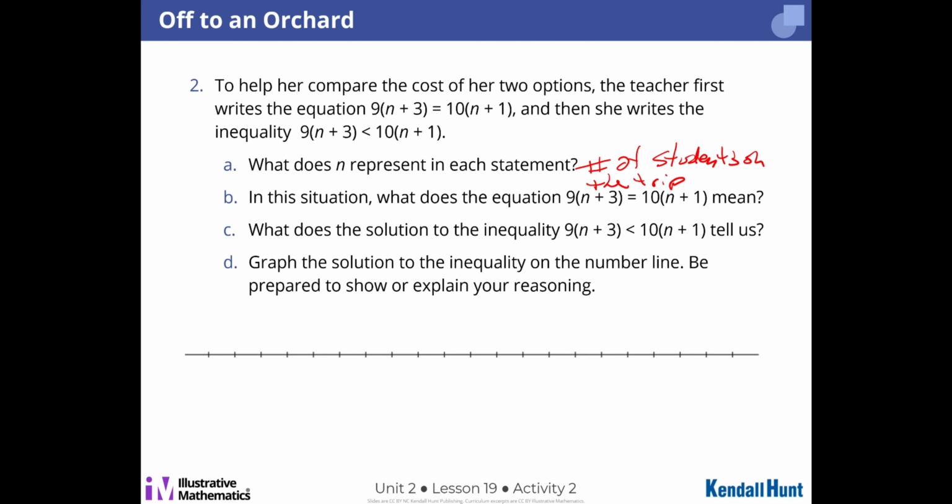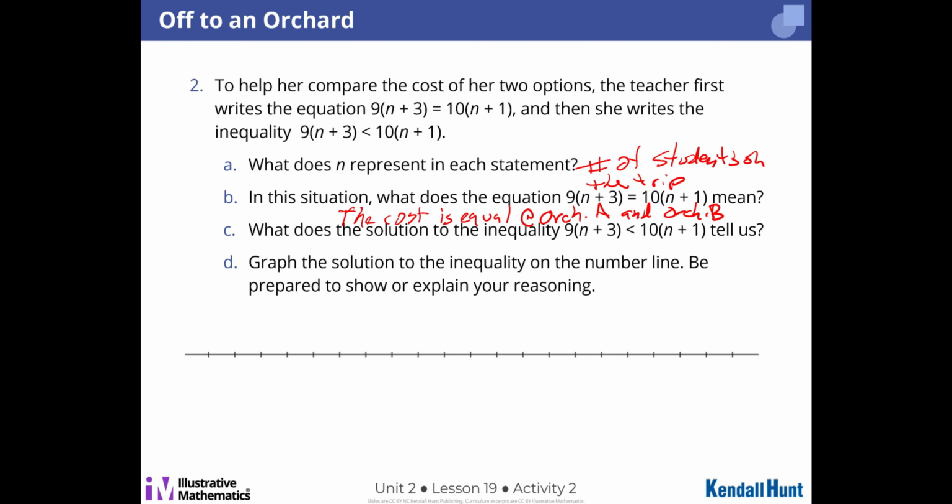In this situation, what does the equation 9(n + 3) = 10(n + 1) mean? So in this situation, it's when the cost at orchard A and orchard B is equal. So we'll say the cost is equal at orchard A and orchard B.